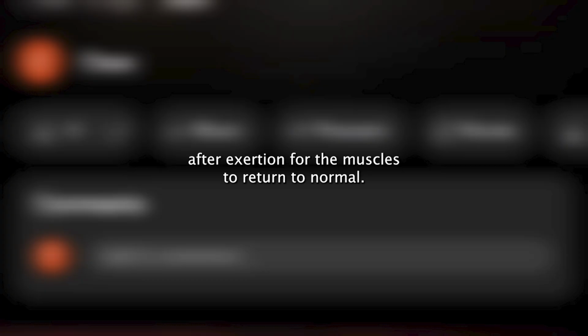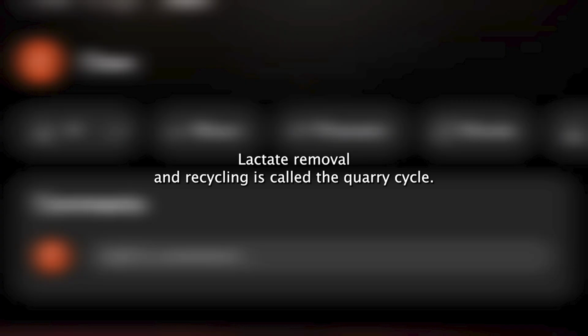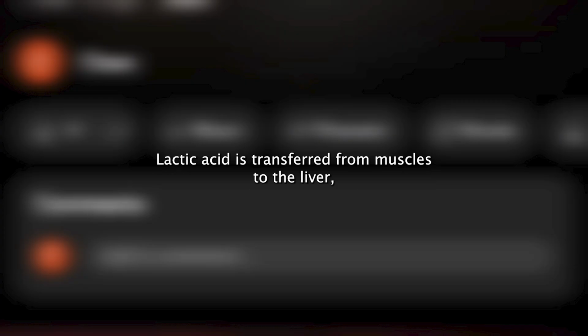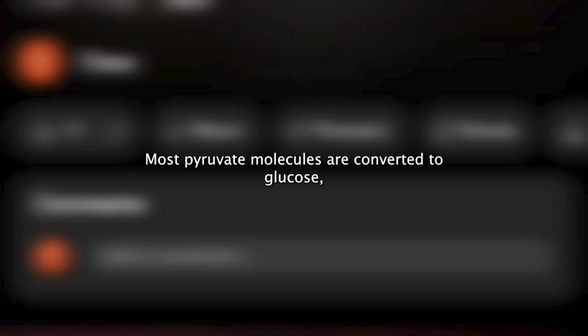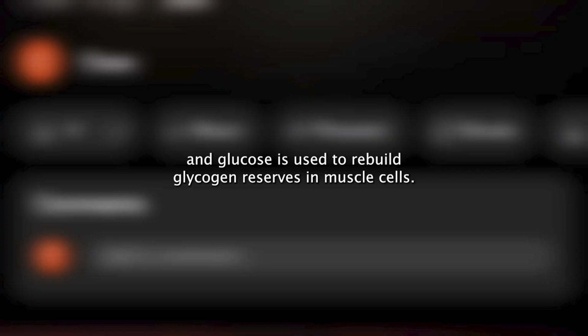The recovery period is the time required after exertion for the muscles to return to normal. Lactate removal and recycling is called the Cori cycle. Lactic acid is transferred from muscles to the liver, and the liver converts lactate to pyruvate. Most pyruvate molecules are converted to glucose, and glucose is used to rebuild glycogen reserves in muscle cells.